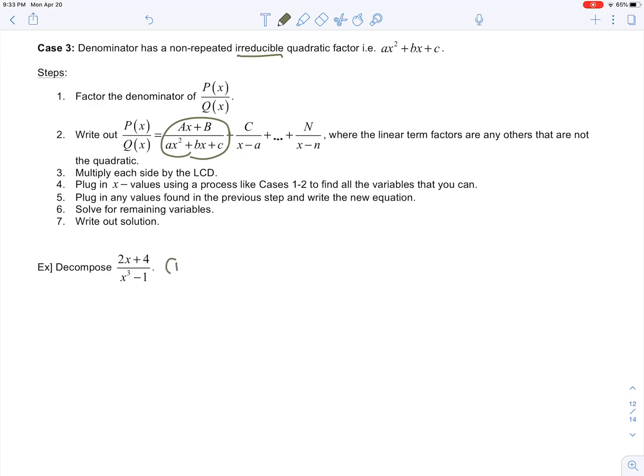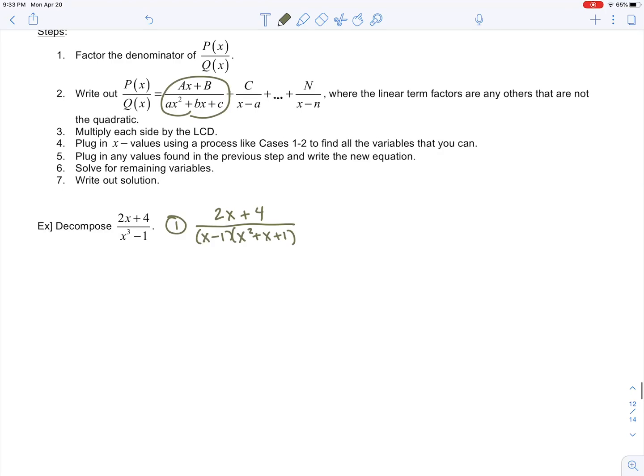So let's start by doing the steps here. Step 1 is to always factor the denominator. I'm looking at this denominator and I'm noticing that it is a difference of cubes. So I'm factoring a difference of cubes here. Same, opposite, always positive. Alright, so that quadratic factor, x squared plus x plus 1, is not factorable. So we can't really go any further than that as far as factoring goes.